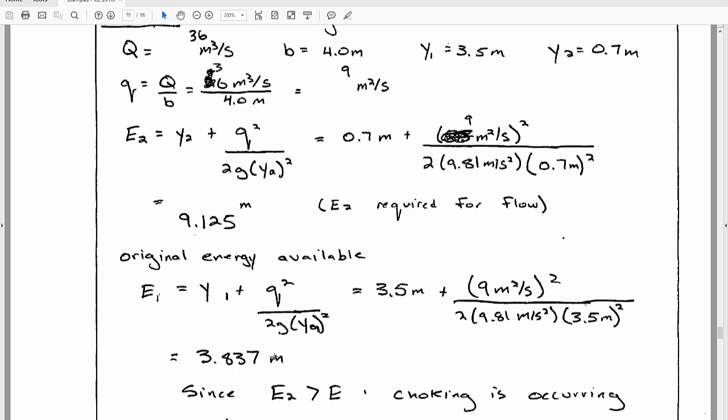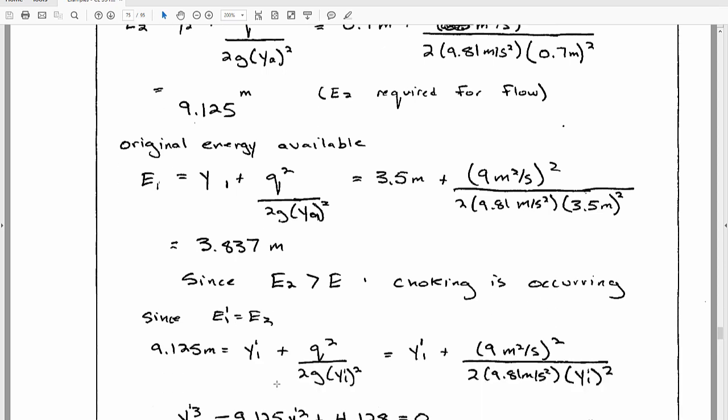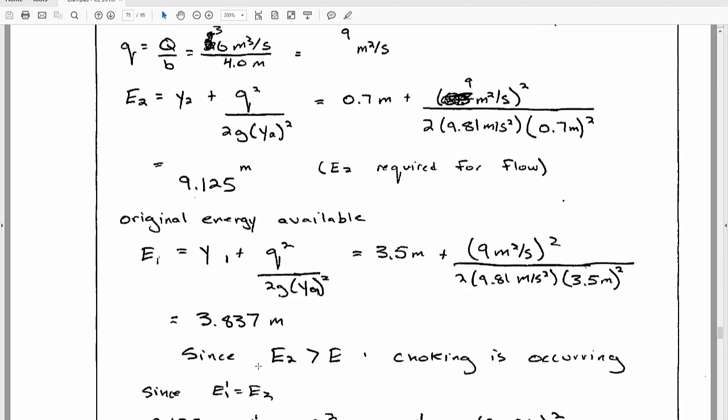And the water will pool upstream of the choke until the energy that's available at the upstream location after pooling, so that's E prime 1, is the same amount of energy that is required. So we're saying what would be the depths that could provide that much energy at location 2. We already know one of the depths: one of the depths that is associated with that much energy is 0.7 meters.